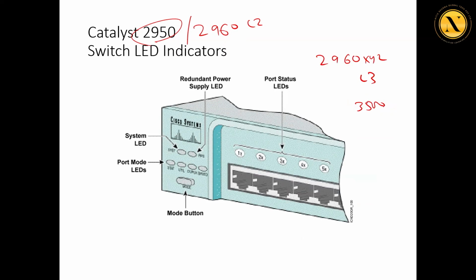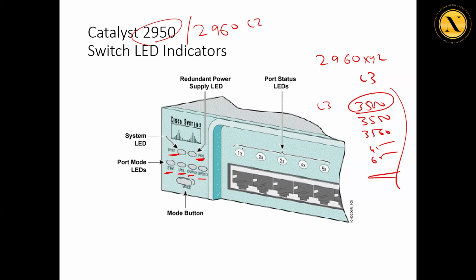Of course, 3500 series, they were all layer 3 switches, right? 3550, 3560, and so on and so forth. And then 4500 and 6500 and so on. So many series keep on coming. We don't have to keep track or remember all the serial numbers, right? Okay. Again, we have some LEDs here: system LED, redundant power supply, RPS LED, STAT status, UTL utilization, duplex and speed LEDs, right?